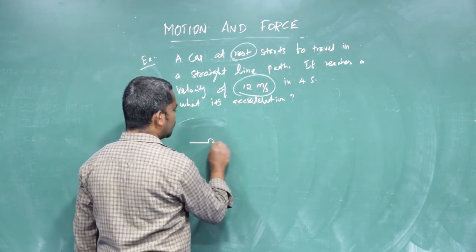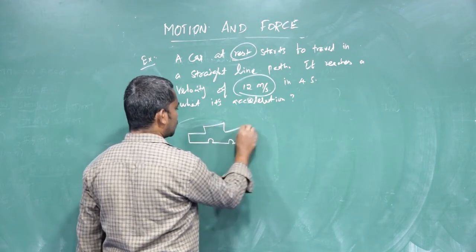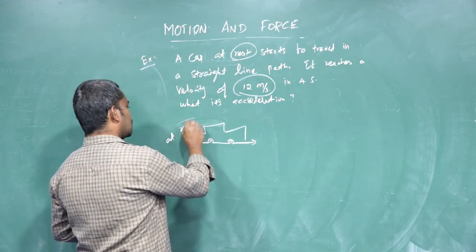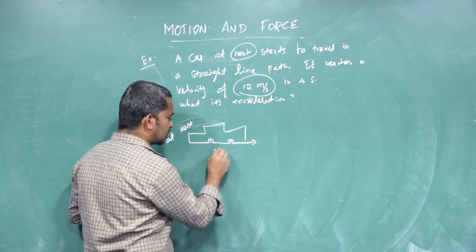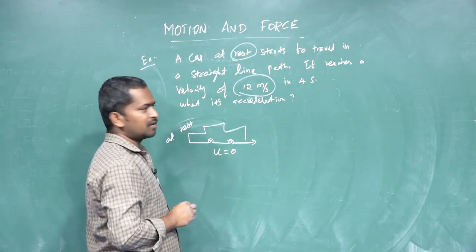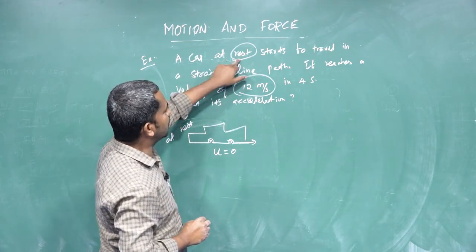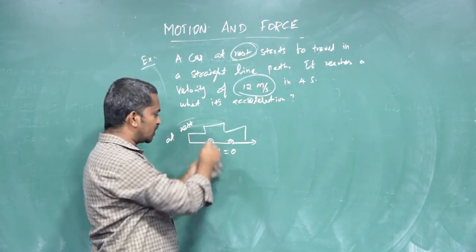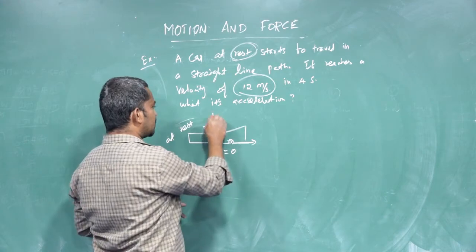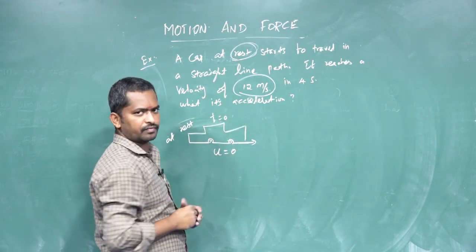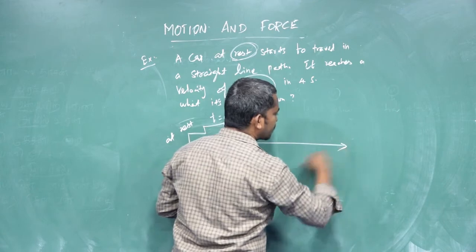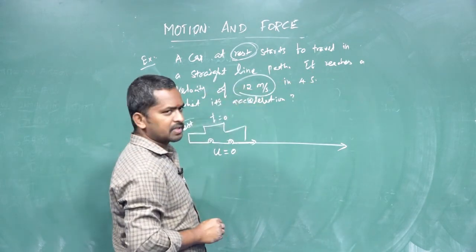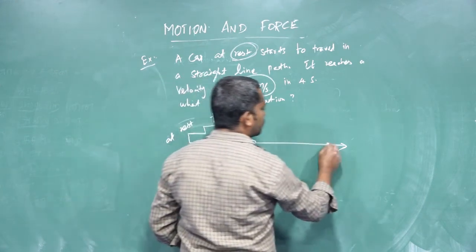A car initially at rest. So what is the initial velocity? U is equal to 0, because the car at rest starts to travel. Rest means the initial position, so the initial velocity is 0, and the initial time is also 0. It reaches a velocity of 12 meters per second in 4 seconds. That is the final velocity.